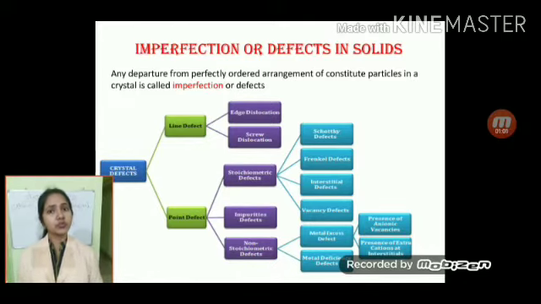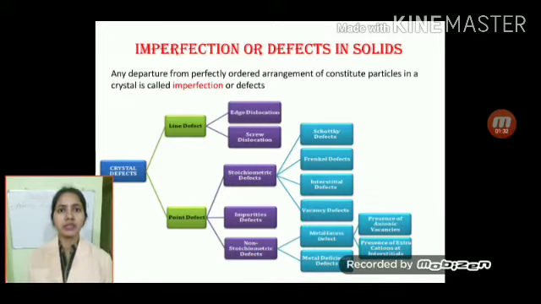This may happen due to many reasons. One of the reasons is that during the process of crystallization, which sometimes occurs at a very fast rate or at a very moderate rate, the constituent particles are not getting enough time to arrange themselves in a definite order, or a perfect order we can say. So due to this, some defect or imperfection occurs in the solid. That is called a defect.